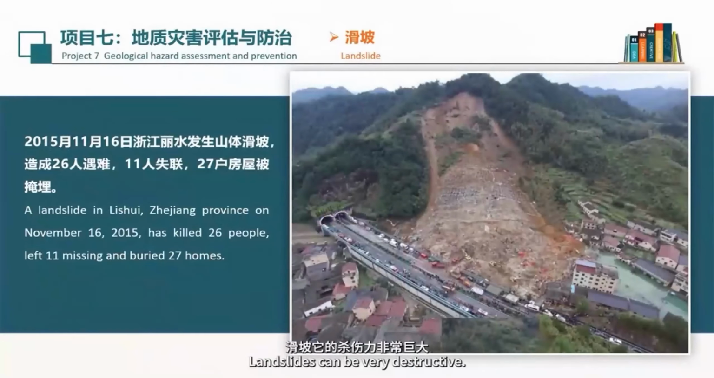Landslides can be very destructive. They usually occur during the rainy season. For example, on November 16, 2015, a landslide occurred in Lishui, Zhejiang Province. 26 people were killed. 11 people are missing.